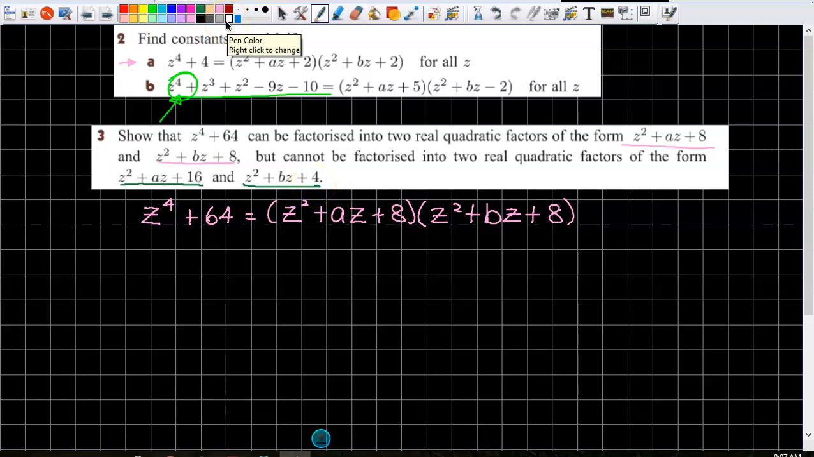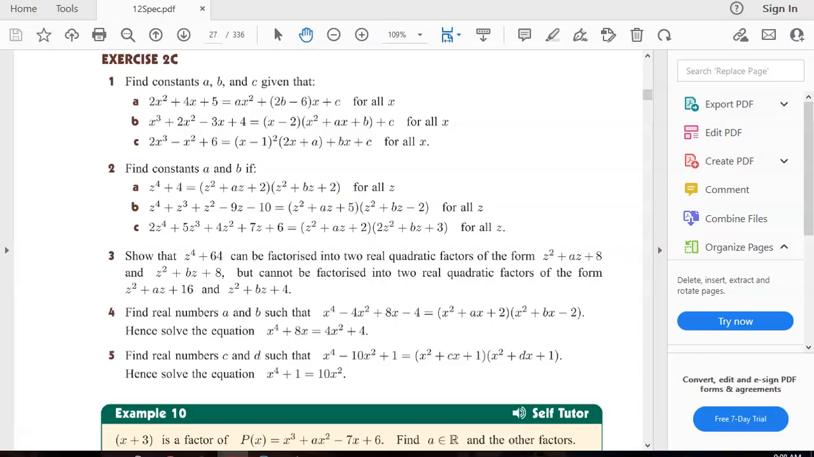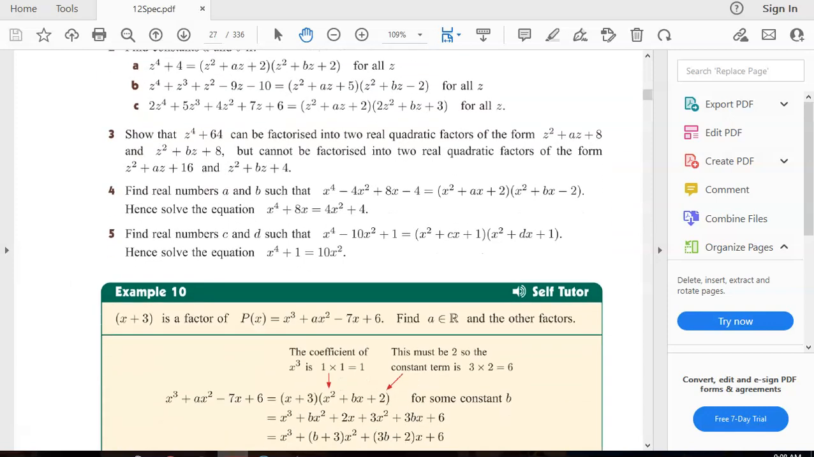Sorry, yes, Mac? Yes, it's as we said. So the question was, do we solve for A and B in both scenarios? Yes, it's a sneaky 2 questions in one. And the rest of this exercise is going to be reasonably similar. So, find real numbers A and B. Hence, solve this equation. All they're saying is, can you see that this is the same as this?